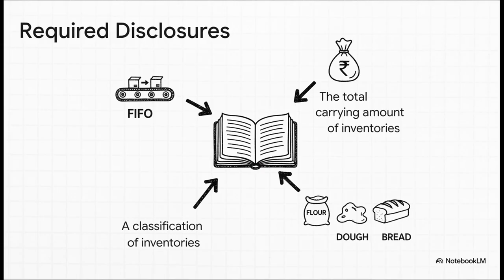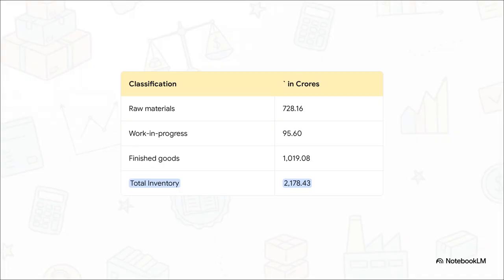They have to tell you what method they're using, like FIFO or weighted average, and they have to give you a breakdown of the total value into those categories we talked about: raw materials, work in progress, and finished goods. And here's what that actually looks like in their report. You can see the real numbers. Over 700 crores in raw materials, almost 96 crores being worked on, and over 1,000 crores in finished goods just waiting to be sold. This gives you incredible insight into their entire production cycle.